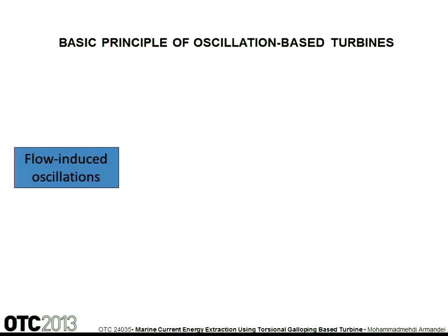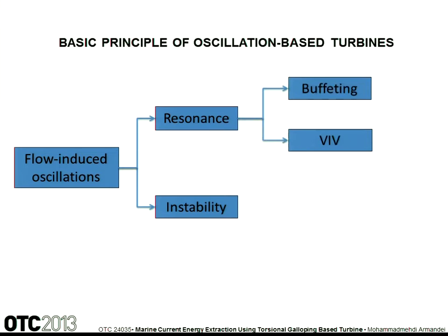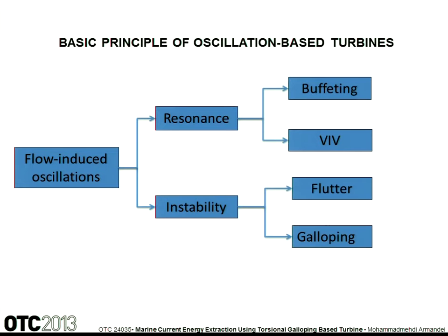The basic principle of oscillation-based turbines leans upon flow-induced oscillations, which are of two general types, resonance type and instability type. In resonance type, the flow-induced forces and moments do not depend on the structural movement; of this type, buffeting and vortex-induced vibration can be named. On the other hand, in instability type, the flow-induced forces and moments depend on the structural movement; of this type, flutter and galloping can be named.